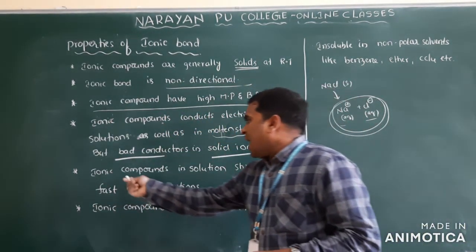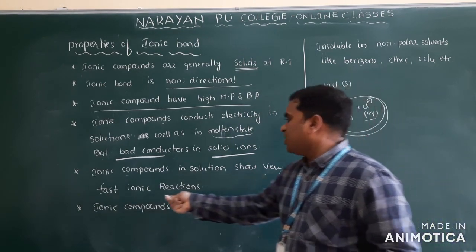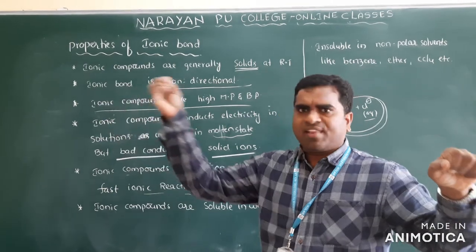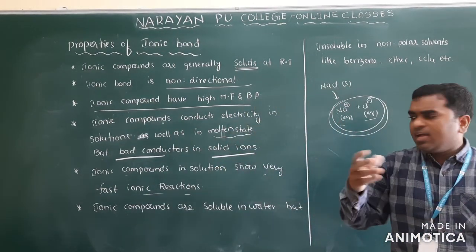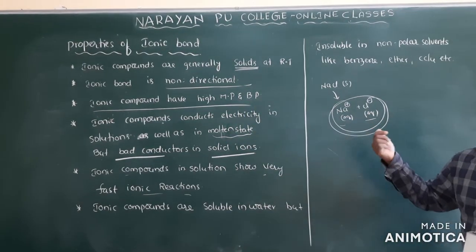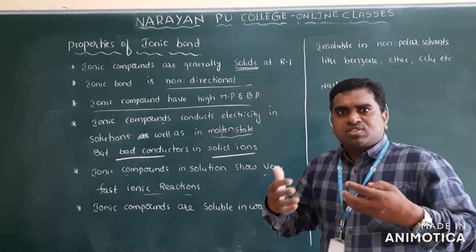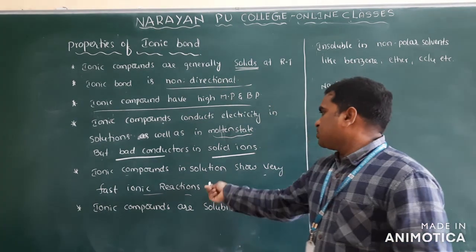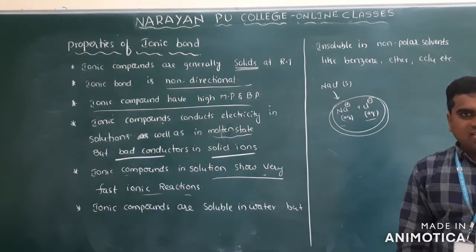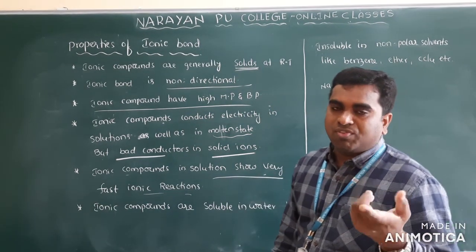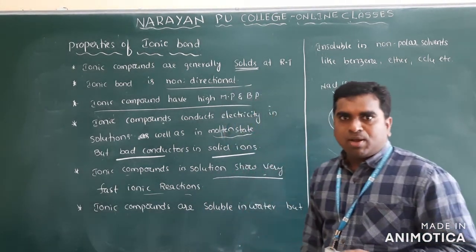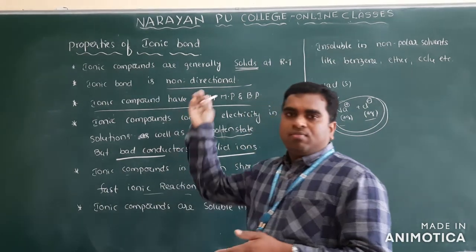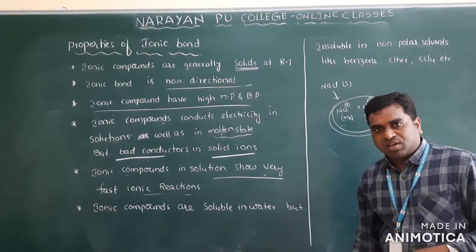Ionic compounds in solution show very fast reactions. Whenever I add one ionic compound and another ionic compound to a solution, they immediately convert into ions, and ions are very reactive, so they take part in the reaction very fast. But covalent compounds show very slow reactions, because it takes much time to convert them into ions. Here, when an ionic compound dissolves, it immediately converts 100% into ions.